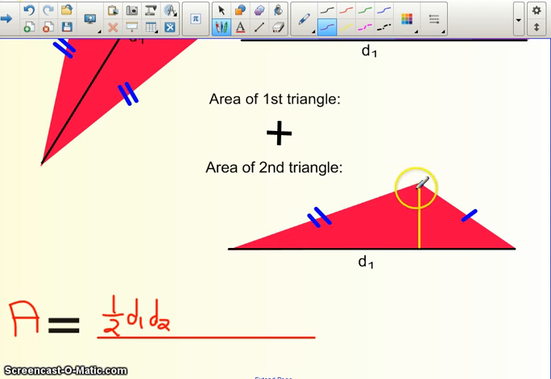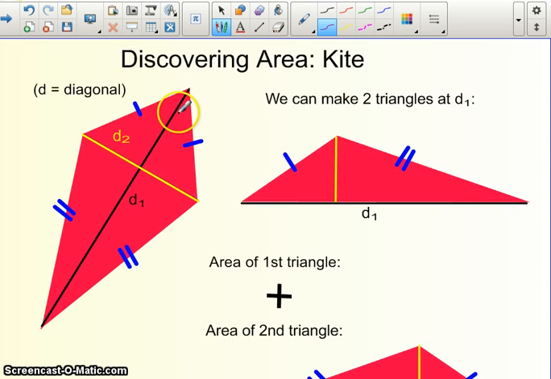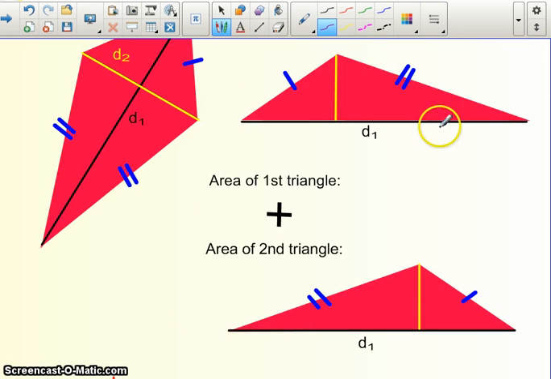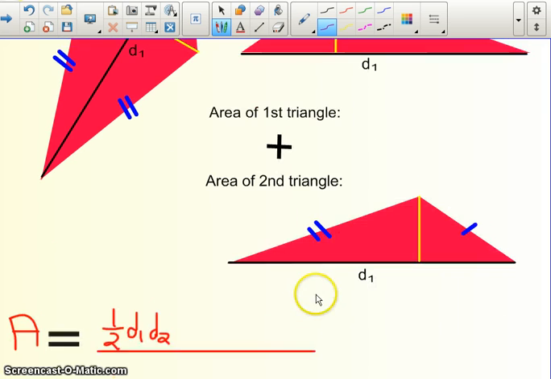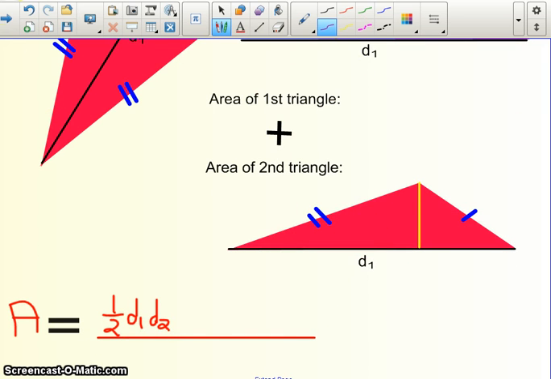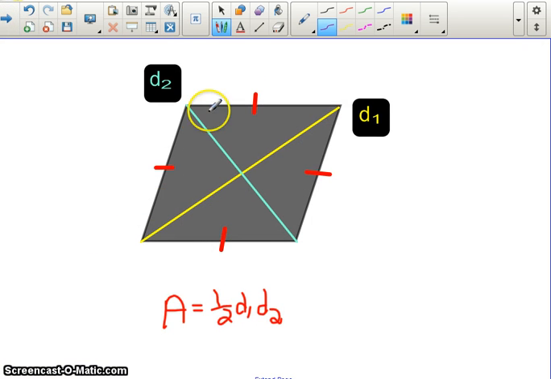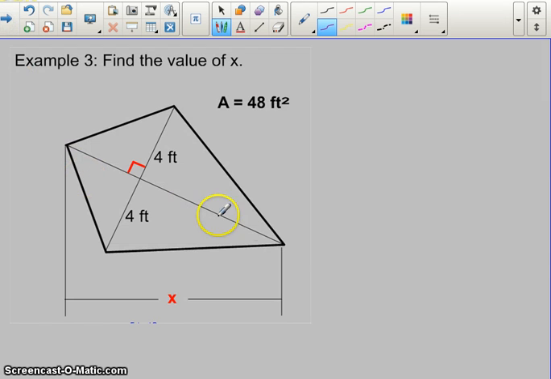Alright, looks like the area formula for the kite, we multiply the two diagonals and we divide it by 2. If you notice, a kite is just divided into two triangles here, so we just have to add the two areas of the two triangles. We get that by 1/2 d1 times d2. We get the same thing in a rhombus, by the way. A rhombus has the exact same area formula. So we should have a couple of examples right here.